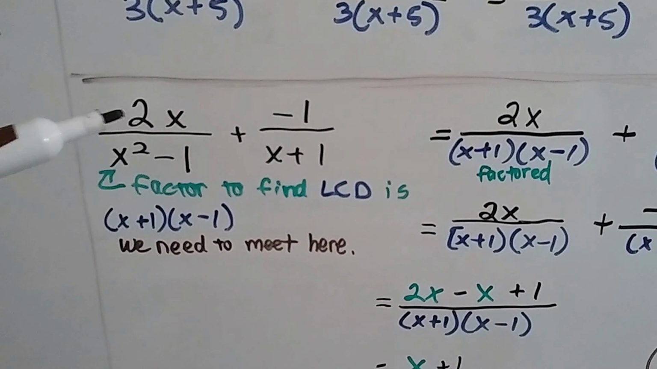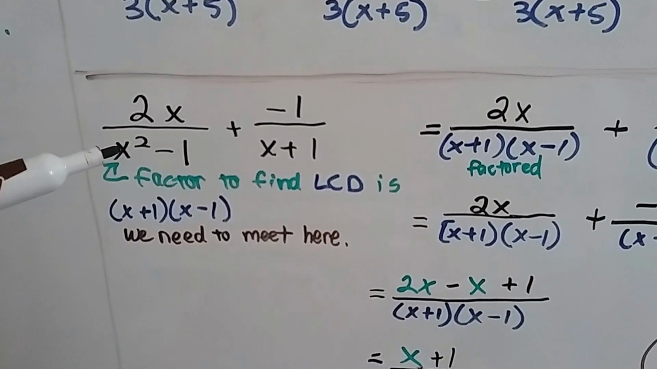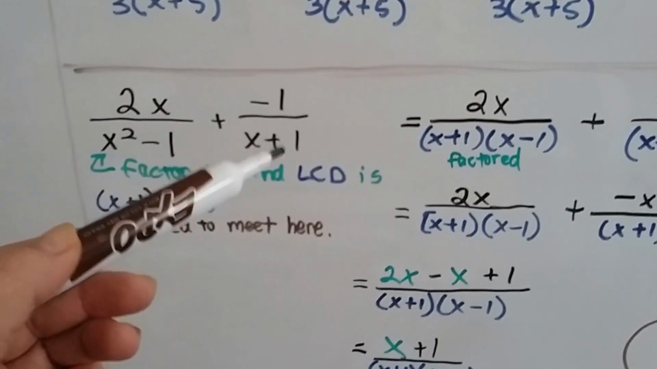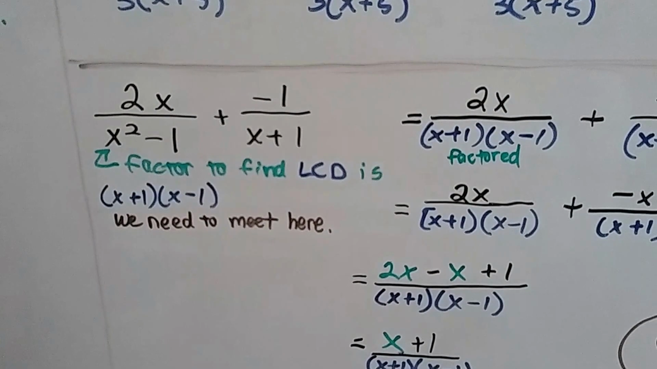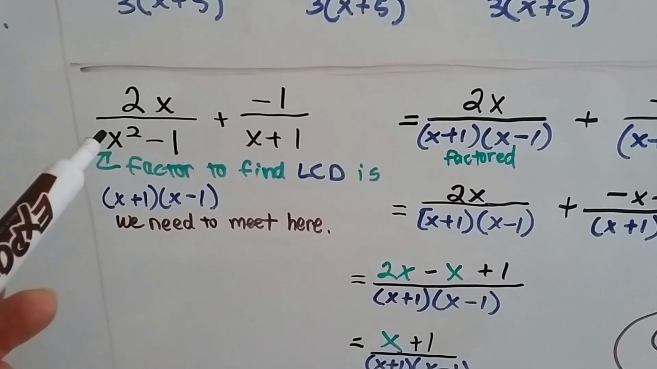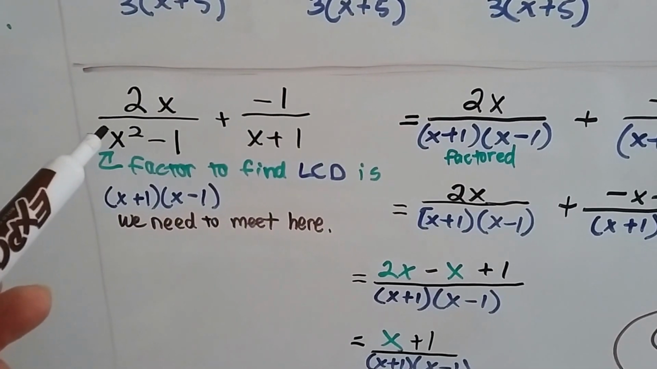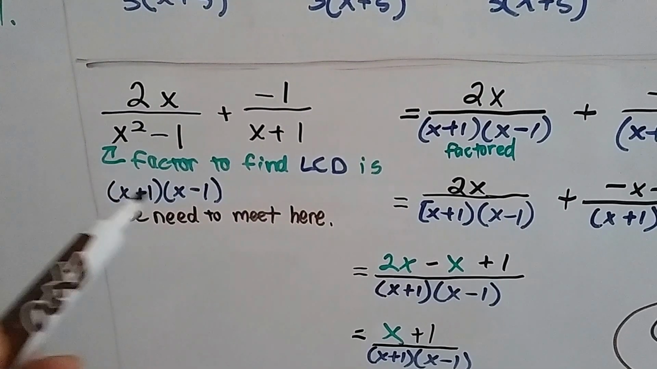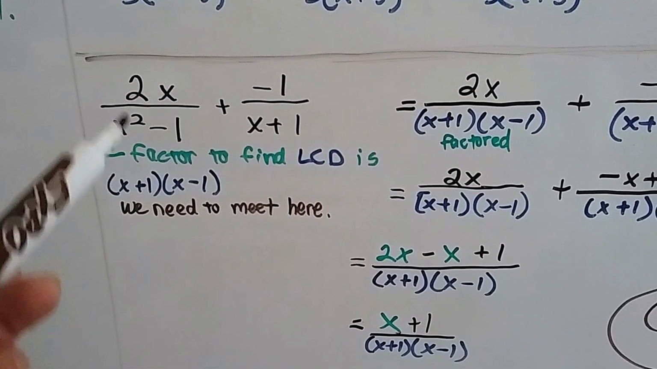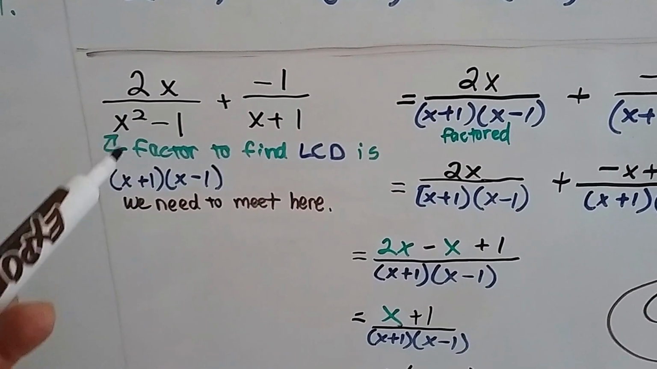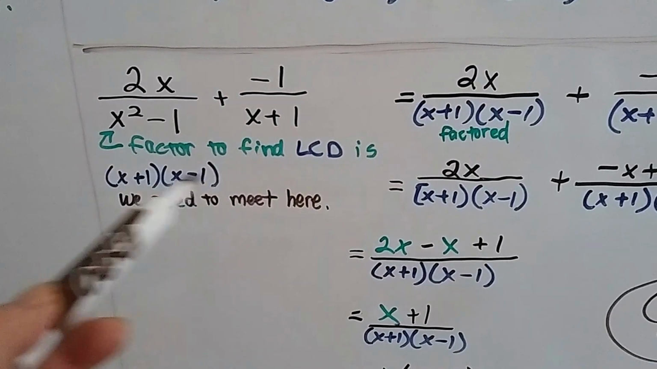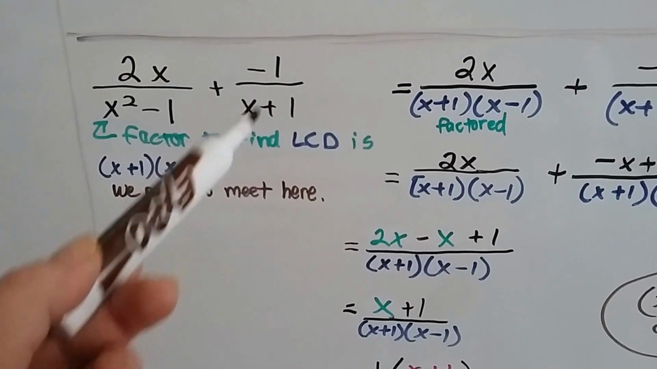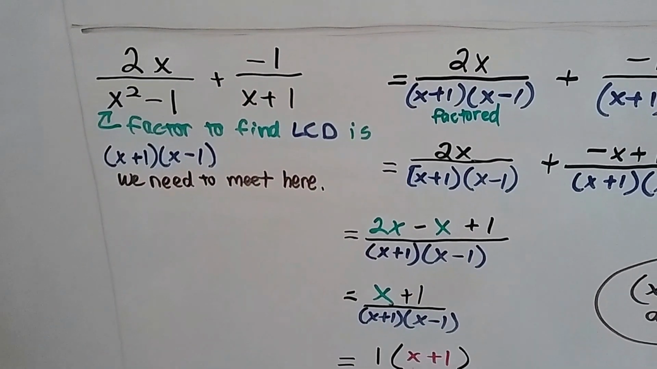Let's try it with one a little bit more difficult, okay? Now we've got 2x over x squared minus 1. We're going to add it to negative 1 over x plus 1. Now we know this one's prime, isn't it? But this one can be factored, right? It could be factored as x plus 1 times x minus 1, like a binomial. See? So we need to meet here at this x plus 1 times x minus 1. So what do we need to do to this one to get it to look like that?